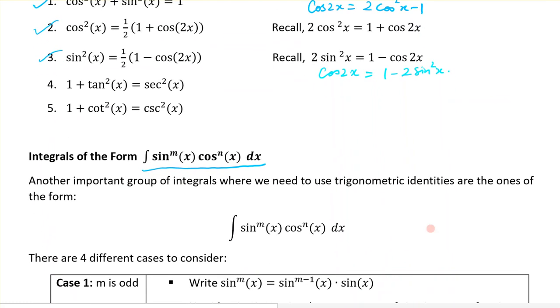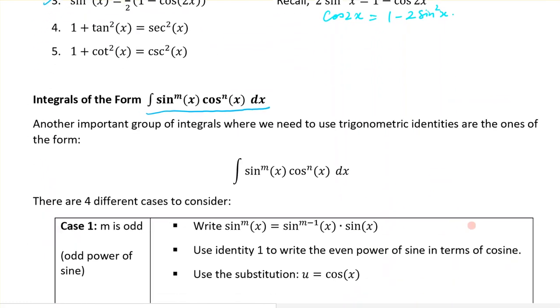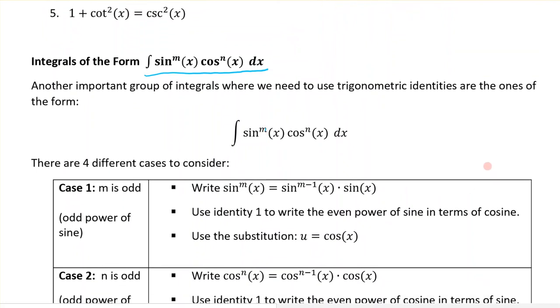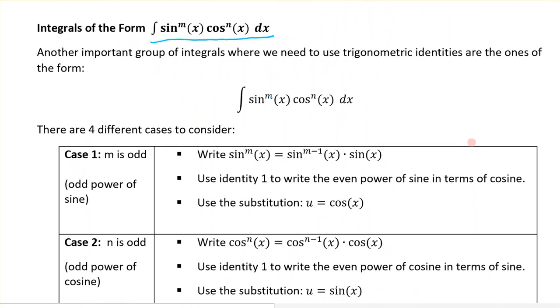All right, so there are four different cases that can happen, depending on whether the power is positive, and whether the power is even or odd. So the first case is if m is odd. If you have odd powers of sine, in that case we rewrite this as sine raised to an even power, and we separate out one power that was odd.